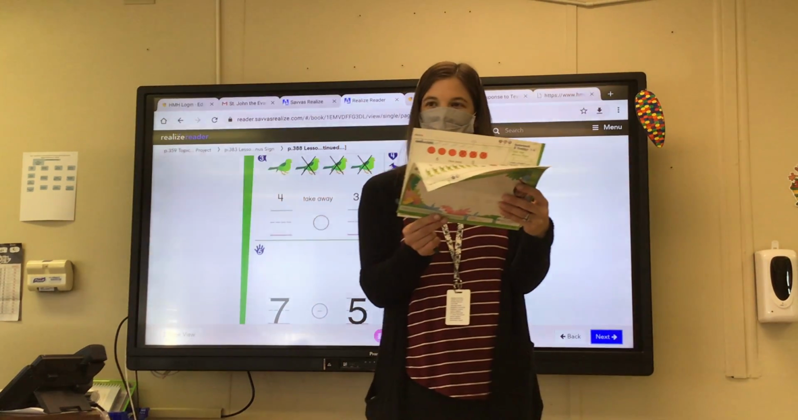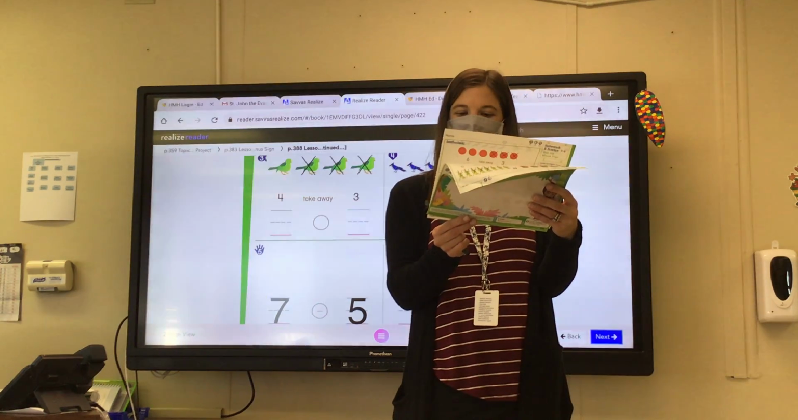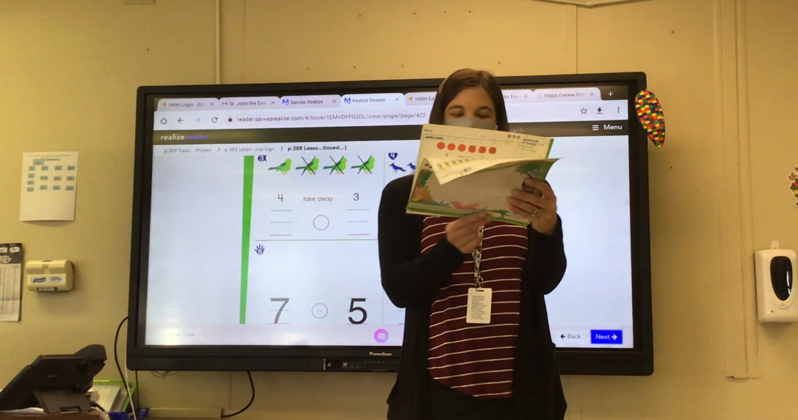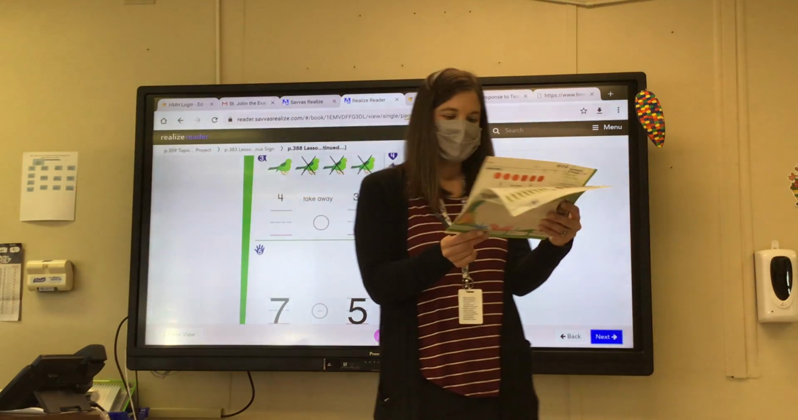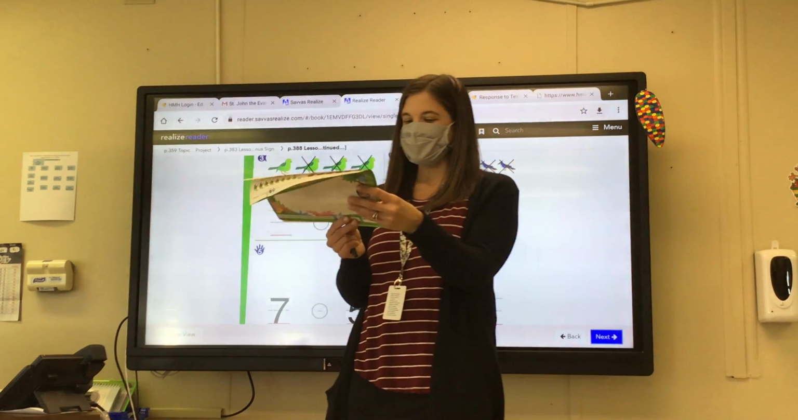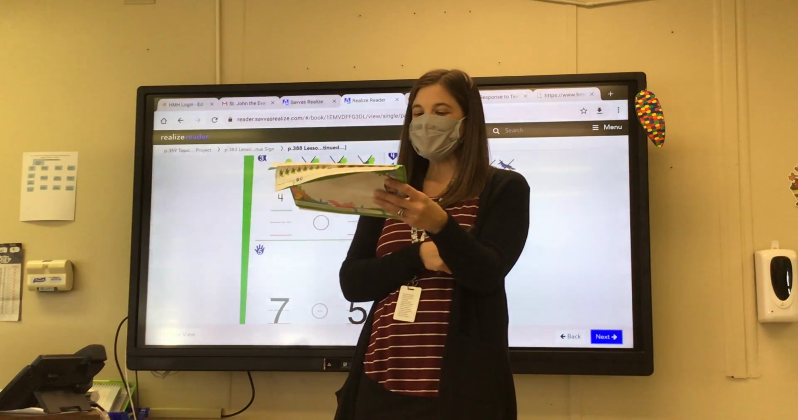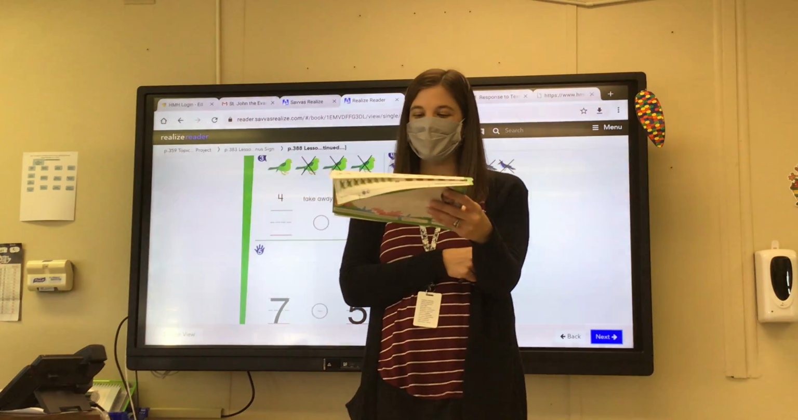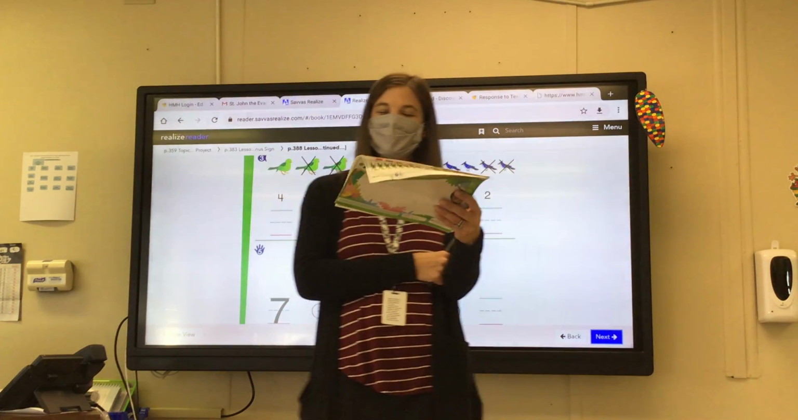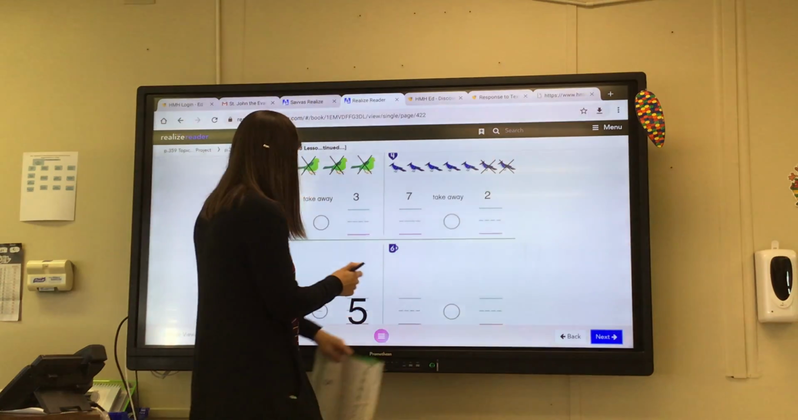Mark an X to show what is happening. Ben, look up this way, please, and write the numbers and the minus sign. There are six parrots in a cage. A zookeeper takes some away for a show. Two parrots are left in the cage.